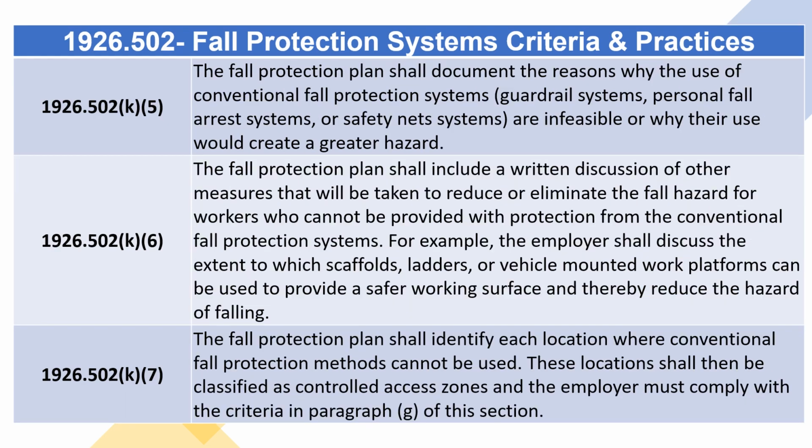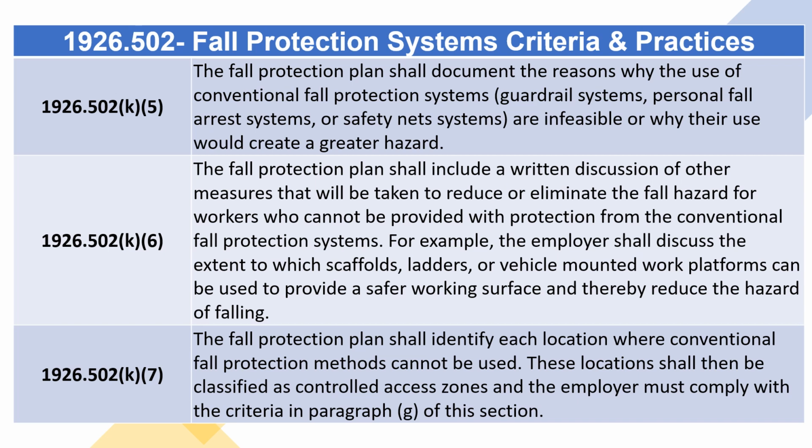1926.502(k)(5). The fall protection plan shall document the reasons why the use of conventional fall protection systems, guardrail systems, personal fall arrest systems, or safety net systems are infeasible or why their use would create a greater hazard. (k)(6). The fall protection plan shall include a written discussion of other measures that will be taken to reduce or eliminate the fall hazard for workers who cannot be provided with protection from the conventional fall protection systems. For example, the employer shall discuss the extent to which scaffolds, ladders, or vehicle-mounted work platforms can be used to provide a safer working surface and thereby reduce the hazard of falling.